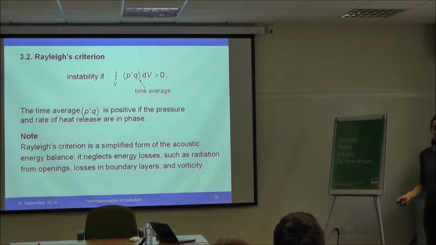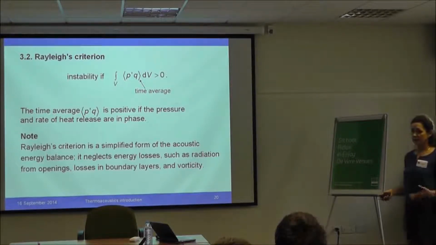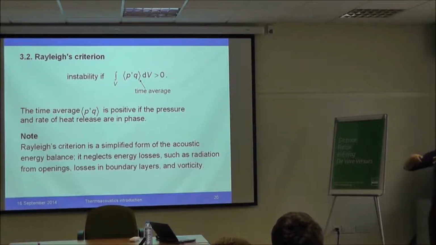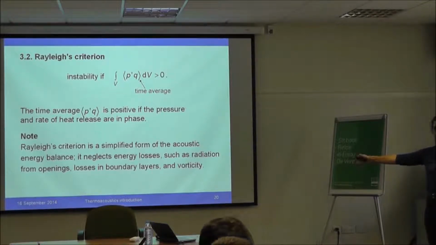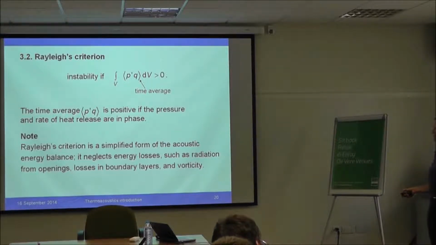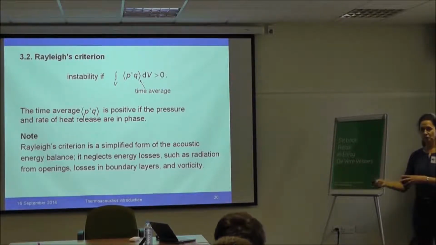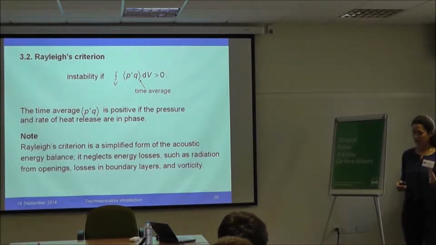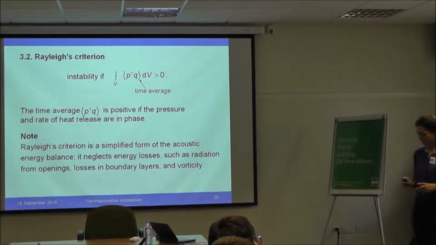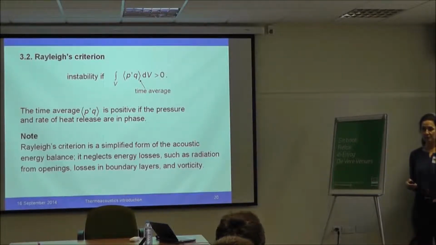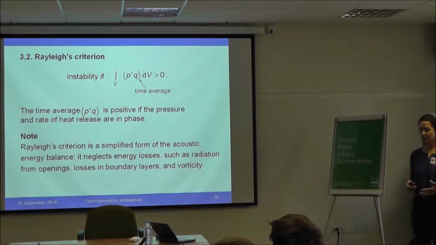So basically Rayleigh's criterion is a simplified version of the acoustic energy balance. It neglects losses, such as radiation losses. If you have a one-dimensional case, a tube with open ends, you have radiation losses at the ends. They are neglected by Rayleigh's criterion. Losses in boundary layers or vorticity are also neglected, but it's the most basic form of the acoustic energy balance. Acoustic energy changes due to heat added, and if the heat added and the acoustic pressure are in phase, we have an instability. So it's not an empirical finding; it's a consequence of the basic equations of fluid mechanics.